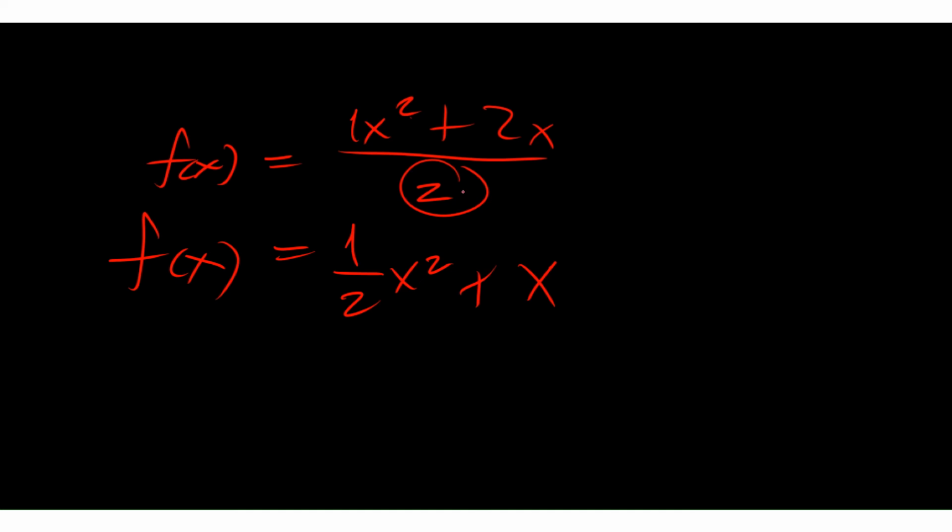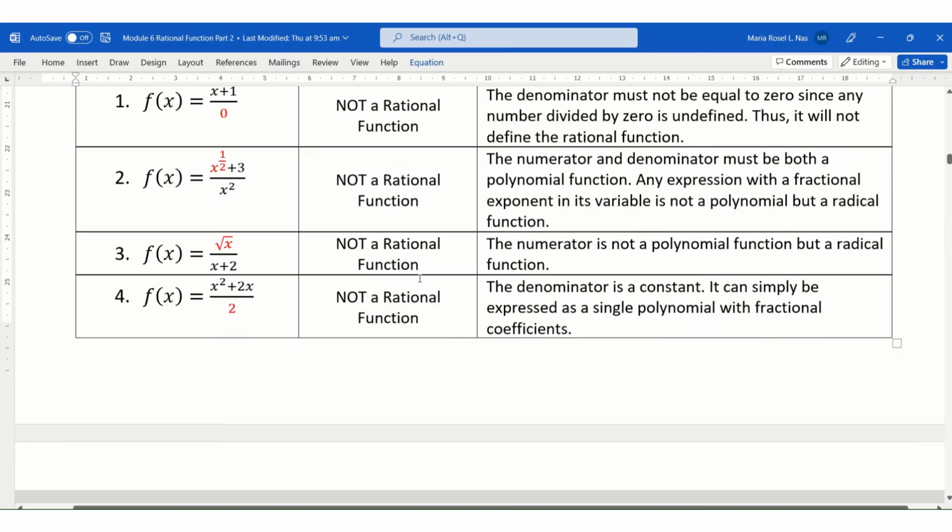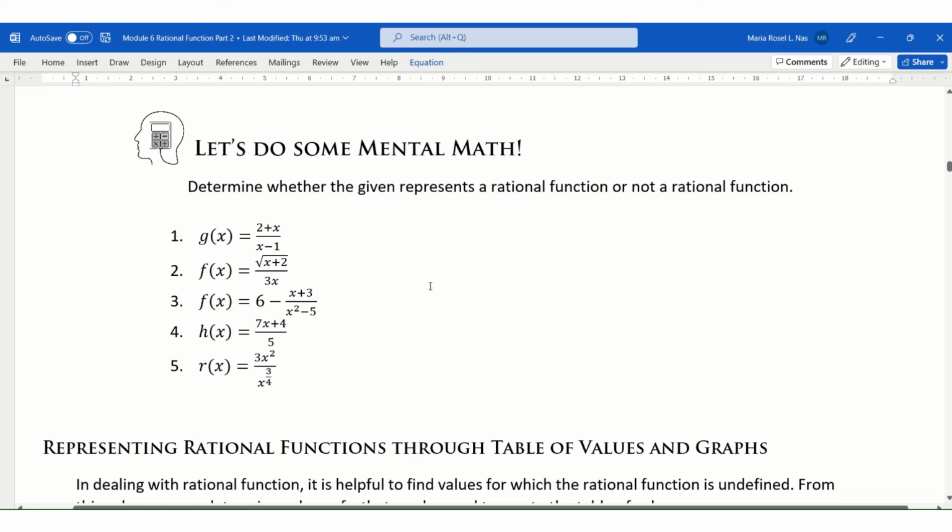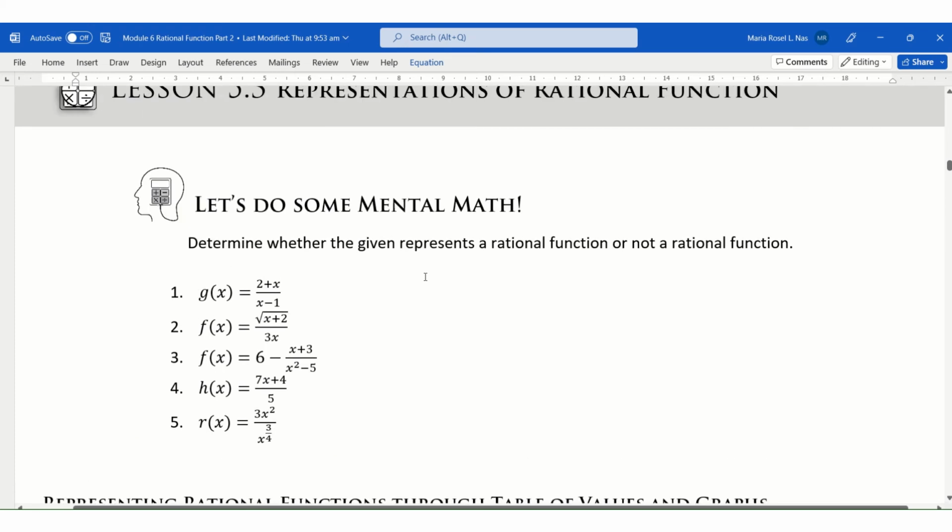So, dapat meron tayong variable x. For example, naging siyang 2x, then this is a rational function. Pero kung wala siyang variable x sa denominator natin, then that is not a rational function. So, try answering the following and compare it afterwards. You may pause this video and answer the following and then just resume watching kapag gusto nyo nang i-compare yung sagot ninyo sa correct answer.